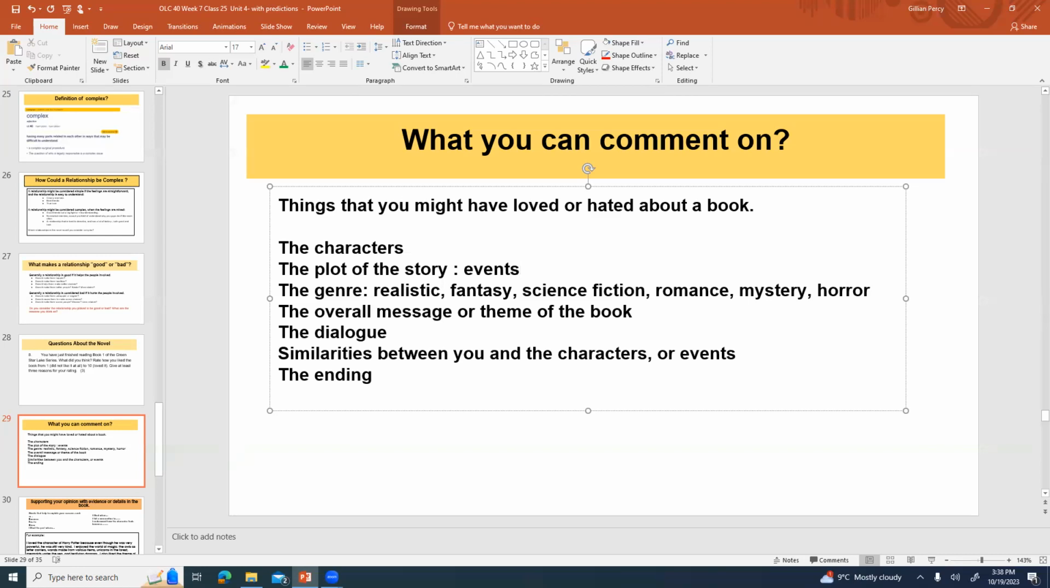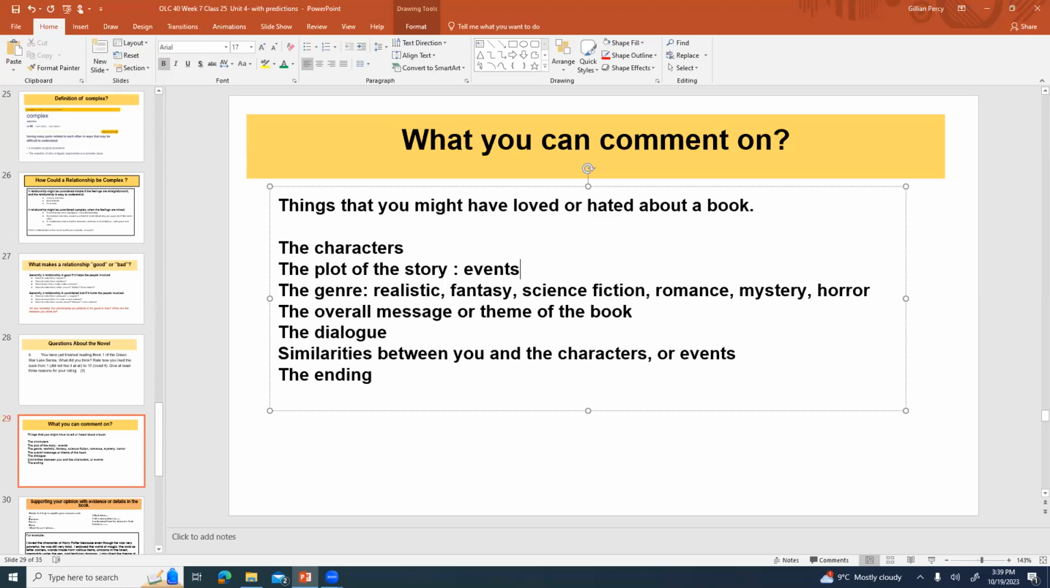Realistic, fantasy, science fiction, romance, mystery, horror. Some people just don't like certain types of books, right? For example, I know some people can't stand historical fiction. They just don't see any point in reading a book about the past. It bores them. So automatically, if they read a book on that, they wouldn't like it. So that's perfectly valid, right?